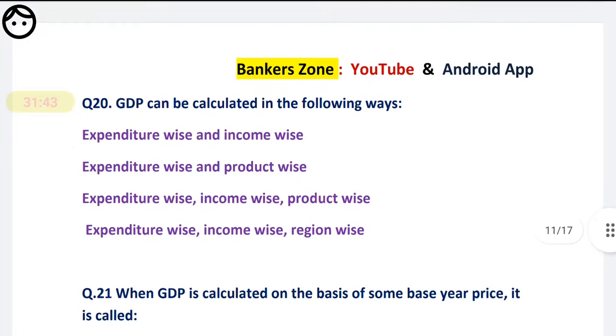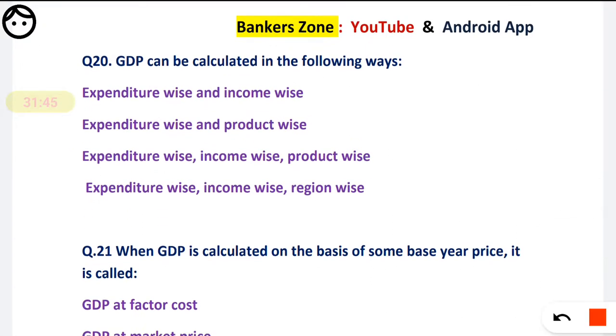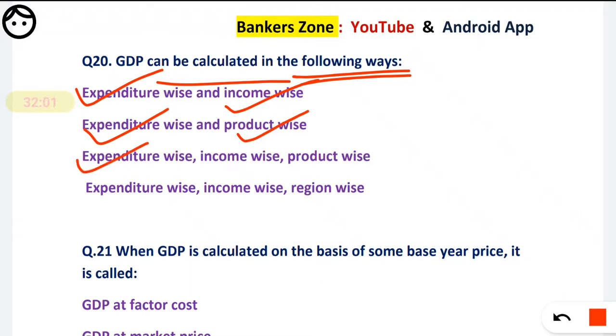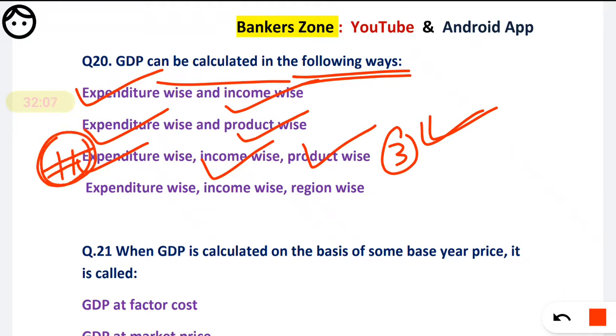Now question number 20. The GDP can be calculated in the following ways. How is the GDP calculated? Expenditure wise, income wise, product wise. We all know, right? So this is the correct option. Expenditure wise, income wise, region wise is not correct. So the third option is the correct option. Okay, just a very easy question.